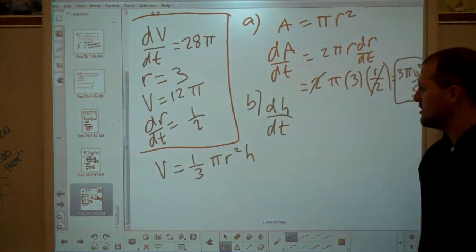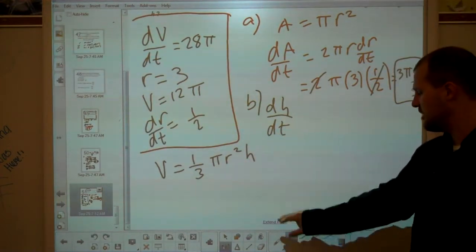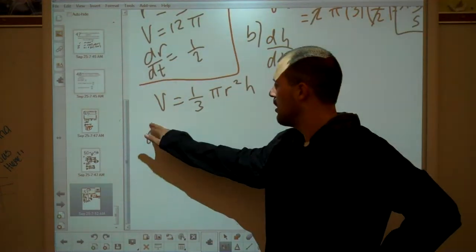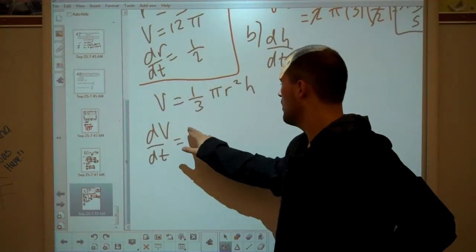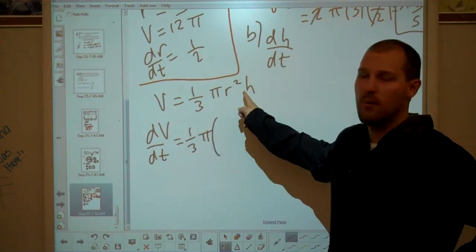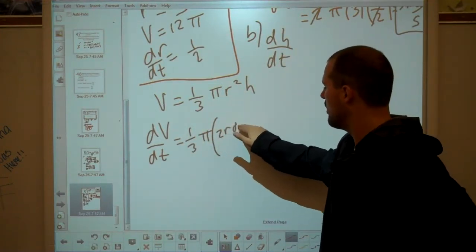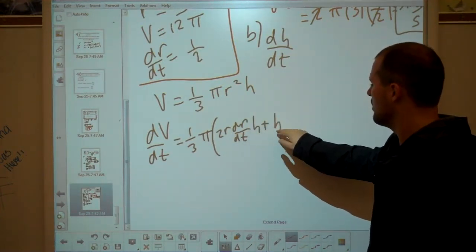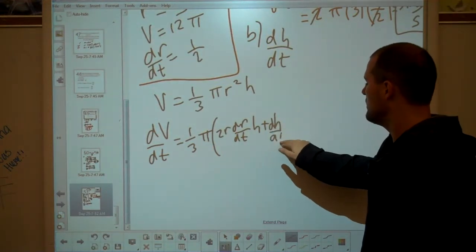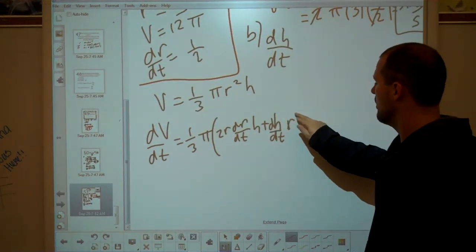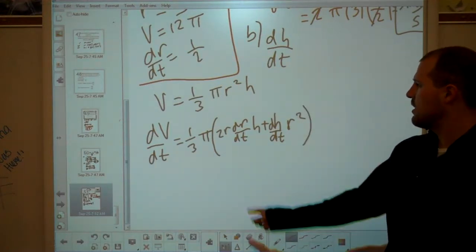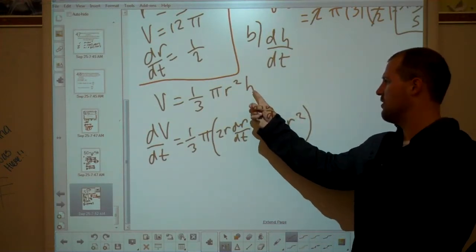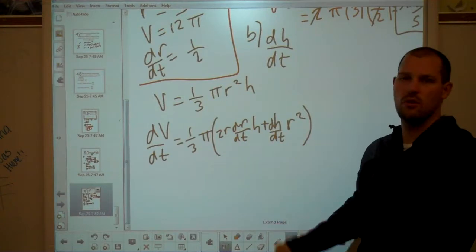Okay, that looks like a perfectly nice equation. If we took a derivative of it, we could get a dH/dt. So that suggests to me that we should probably start taking a derivative. Let's try it. dV/dt equals 1/3 pi. Remember, those are constants, and now we've got a product rule. So we get 2r dr/dt h plus h, dH/dt r squared. Okay, what we've done, we have the derivative of the first part, 2r dr/dt, times the original, and then we take the derivative of that one times the original, which is r squared.